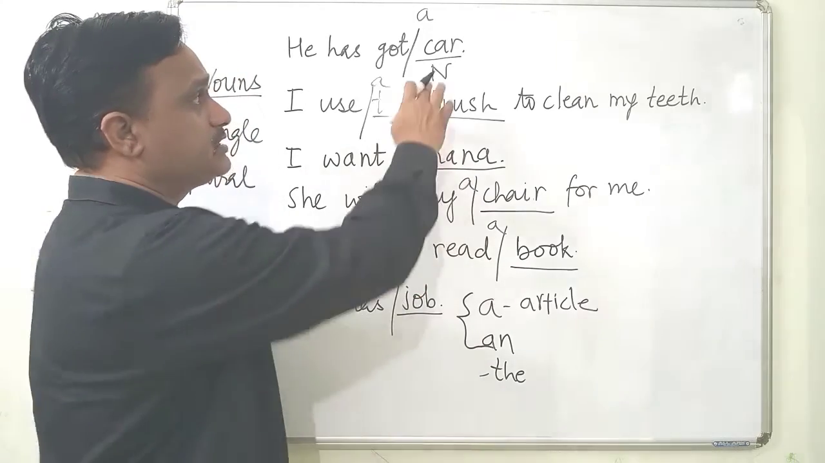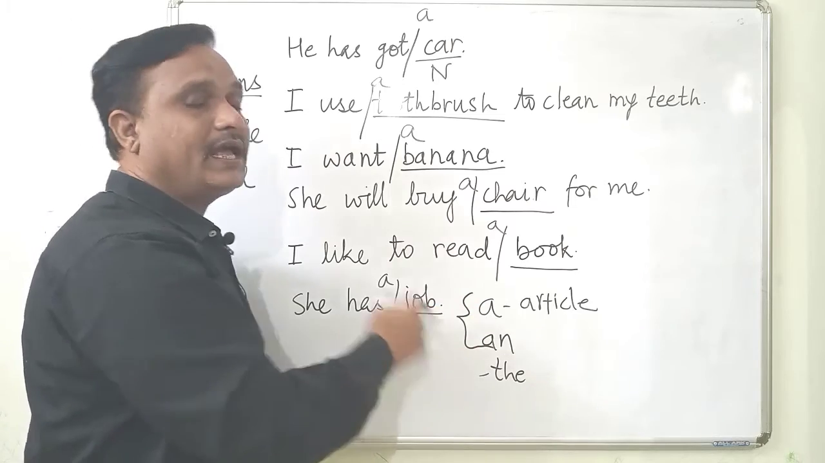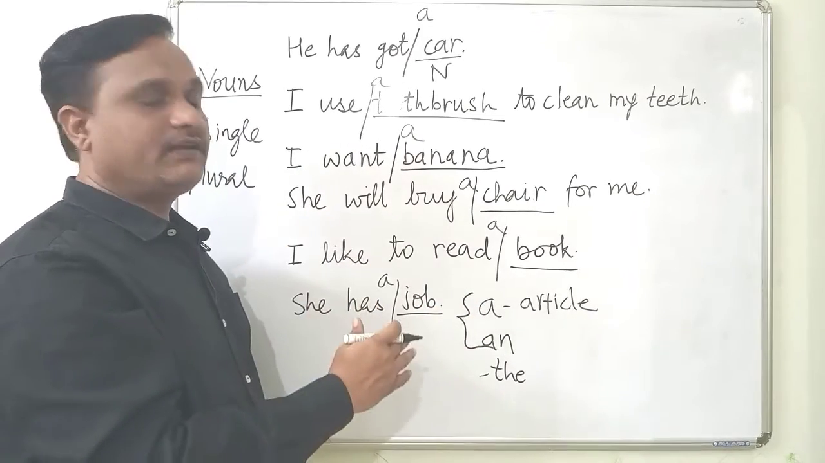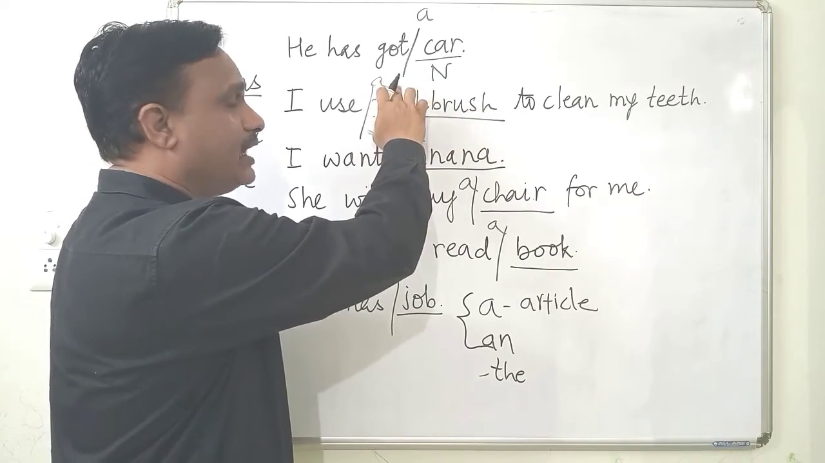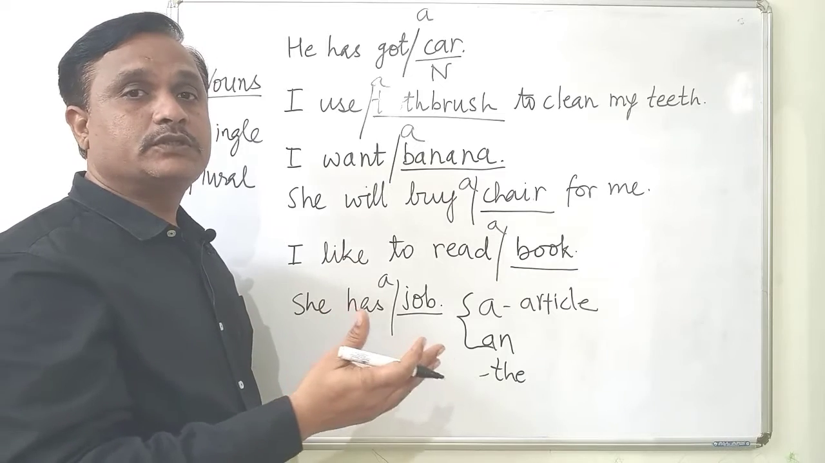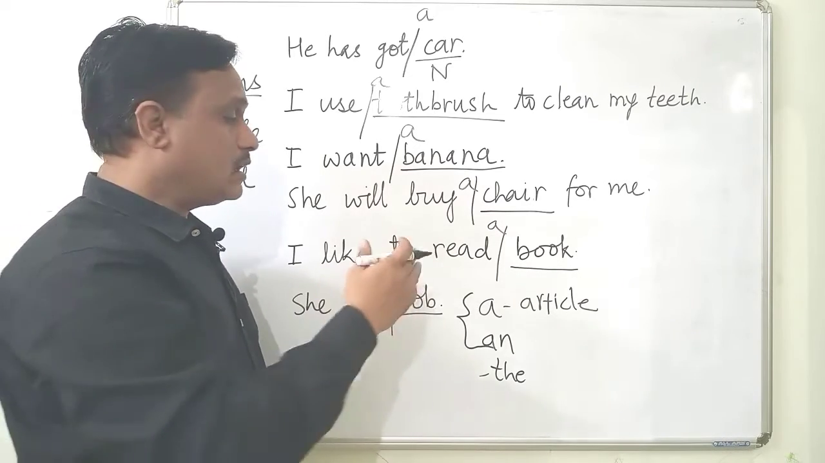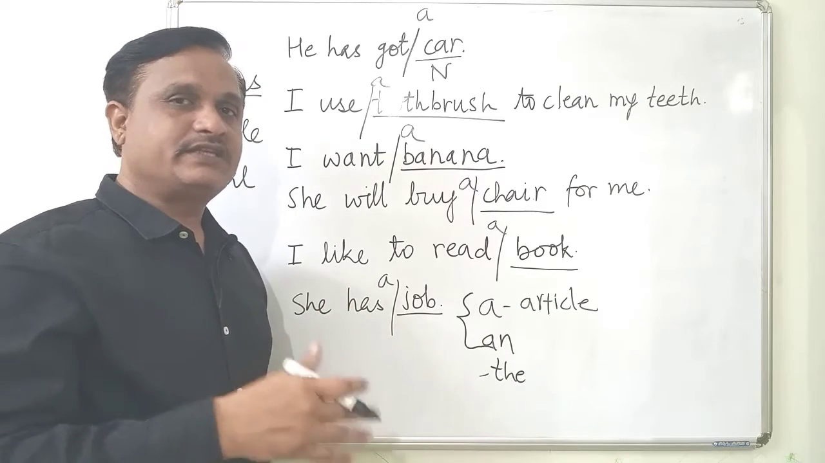Sometimes these nouns may not take an article, may not take a or an. So we will have to identify now which common nouns do take article a or an and which nouns do not take any article like a or an. Let's study this in detail.